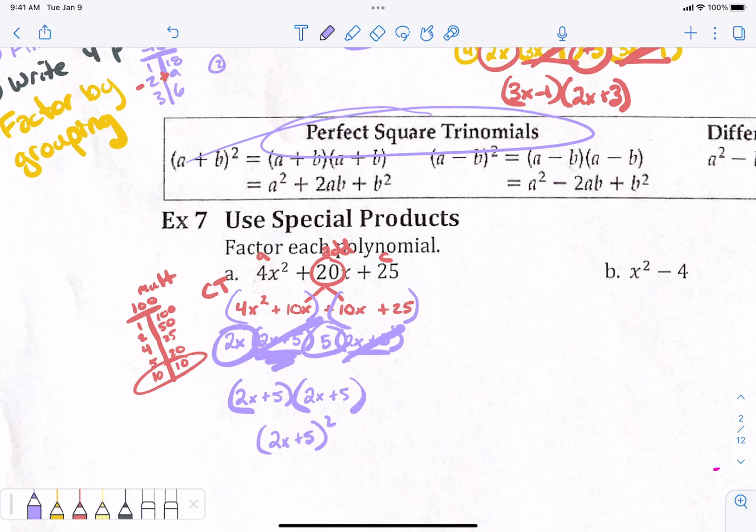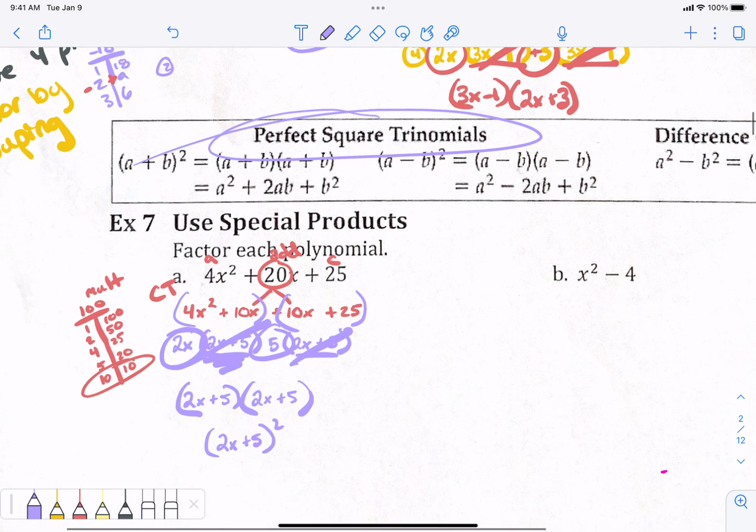Yeah. If you write it like this, it's not wrong. You can leave it like that too. But 2x plus 5 squared is how you can write it easier. Okay? Good? That was complex trinomial. That's the third method. Last method is my favorite of all.